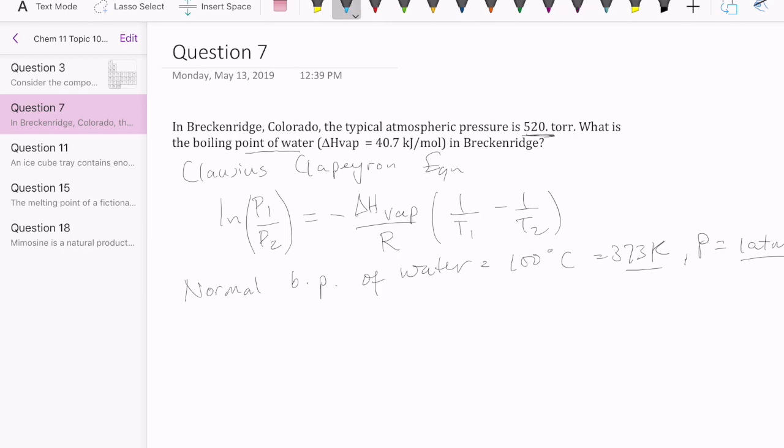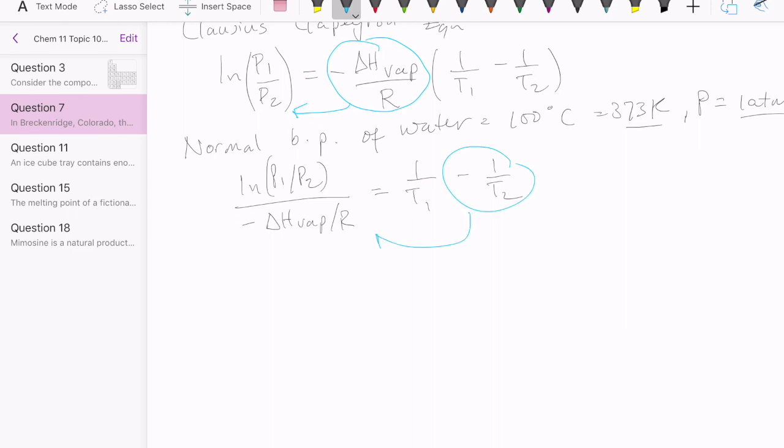So the first thing I'm going to do is just take all of this expression right here and bring it to the left side. So we'll have ln of P1 over P2 over negative delta H vap over R. That's now going to be equal to 1 over T1 minus 1 over T2. And then I will take this and bring it to the other side, and I'm just going to swap the writing of the expression. So I have 1 over T1 equals 1 over T2 plus ln of P1 over P2 over negative delta H vap over R. Okay, so hopefully you follow that algebraic step.